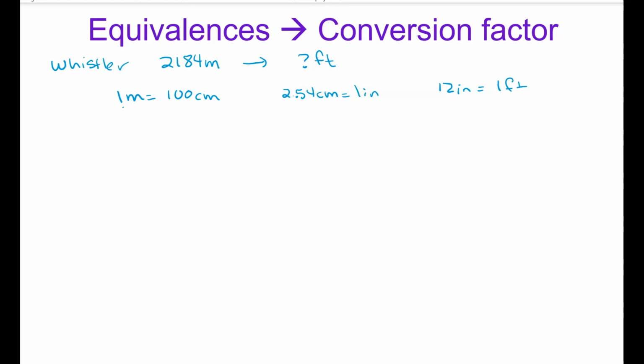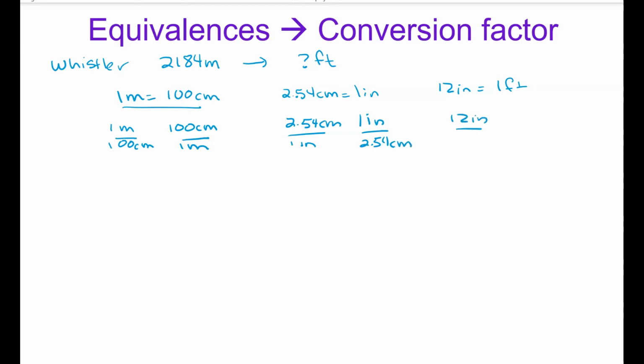So from this equivalence, I get 1 meter over 100 centimeters, or 100 centimeters over 1 meter. From this one, I get 2.54 centimeters over 1 inch, or 1 inch divided by 2.54 centimeters. From this one, 12 inches per 1 foot, or 1 foot per 12 inches.